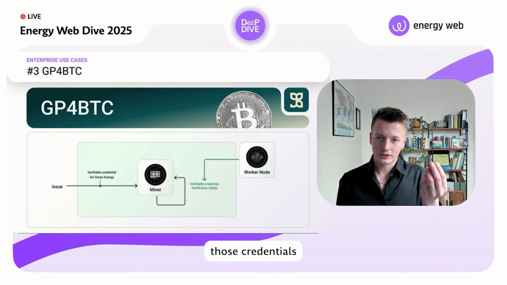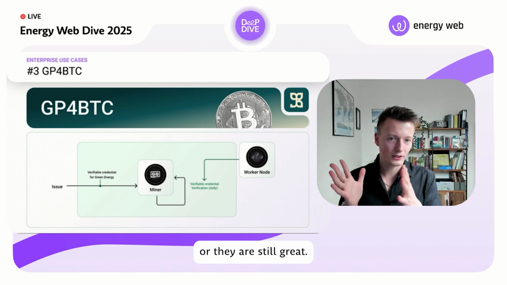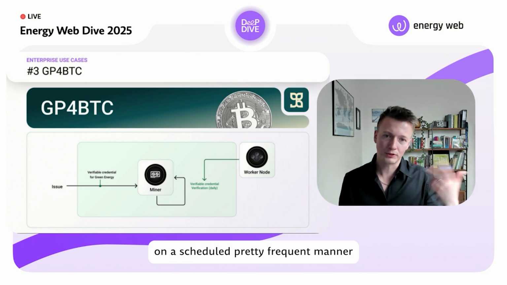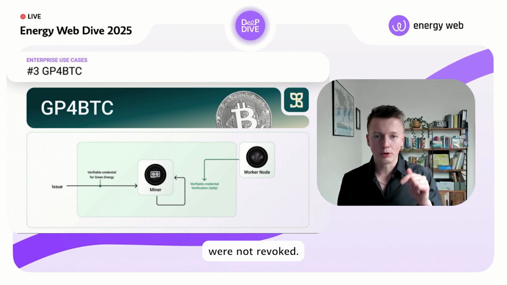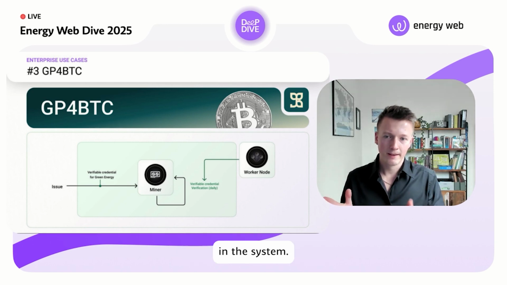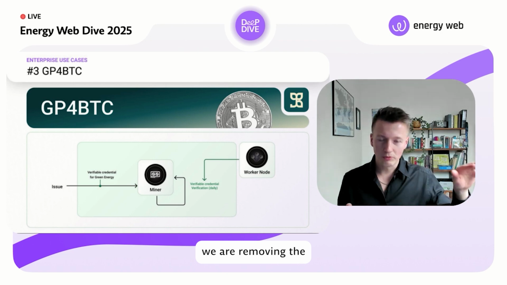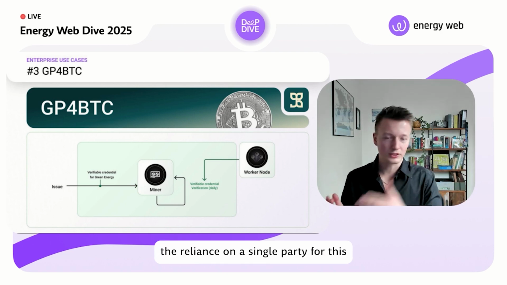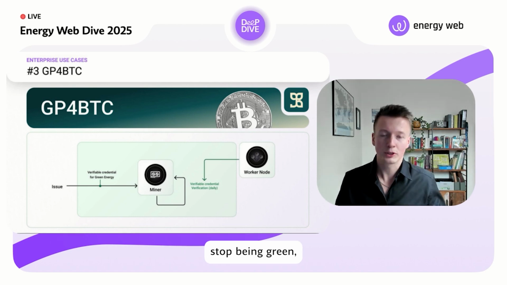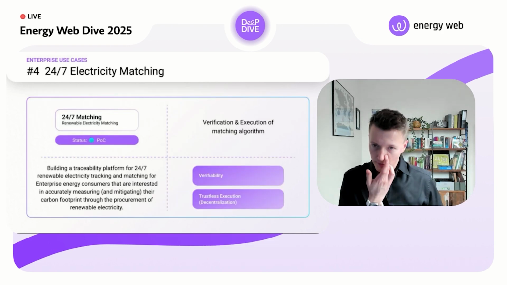Those credentials are verifying that the Bitcoin miners are reaching their sustainable goals, or that they are still green. And those worker nodes are verifying, in a scheduled, pretty frequent manner, whether those credentials were not revoked and those Bitcoin miners are still the ones that can participate in the system. So as you see, it's a slightly different use case, but here again we are removing the reliance on a single party for this transparency use case, and we are ensuring that if Bitcoin miners stop being green, it is quickly spotted and confirmed by multiple parties.